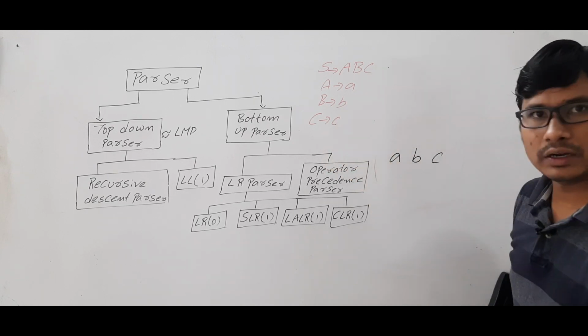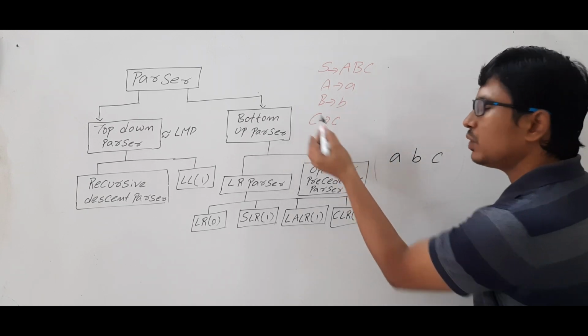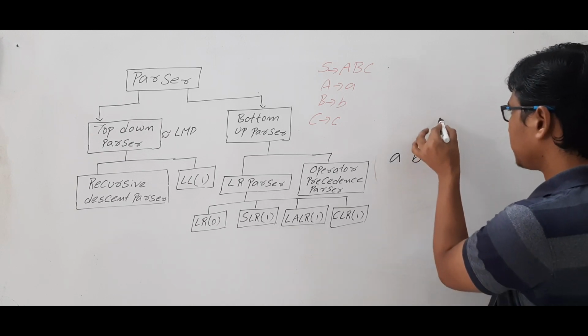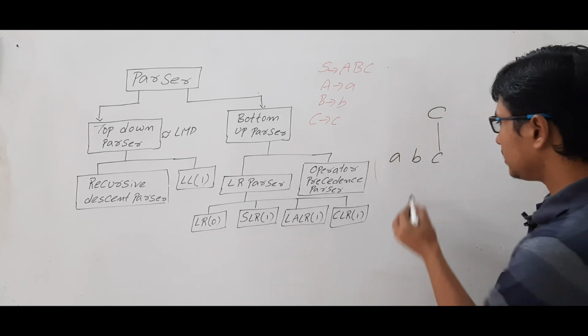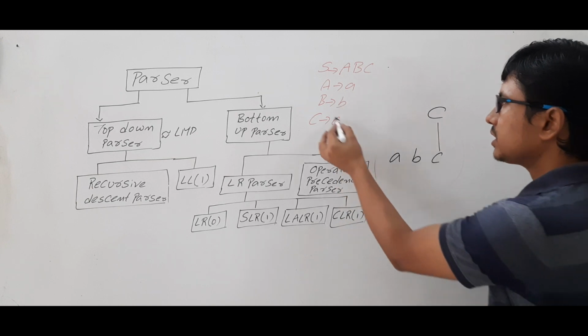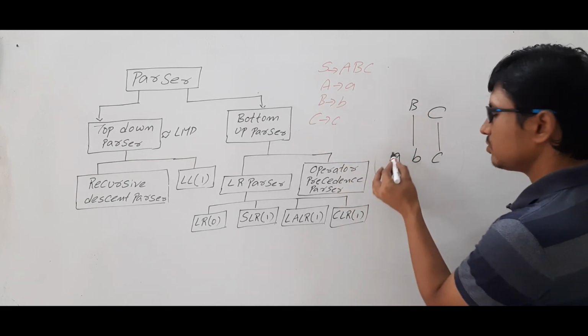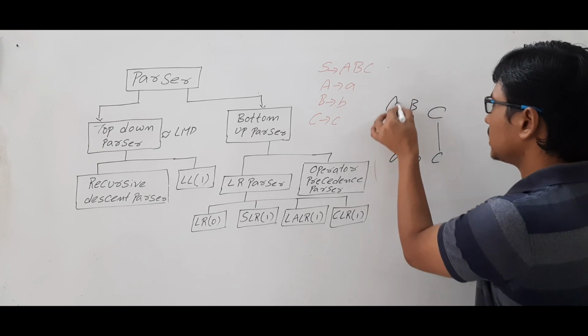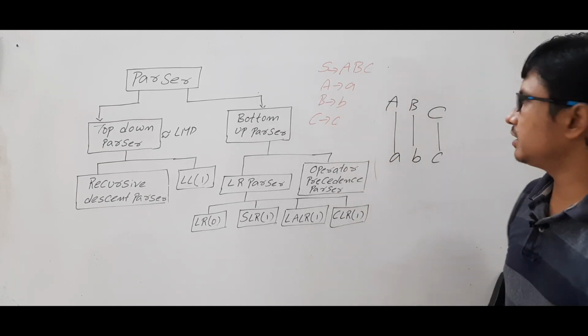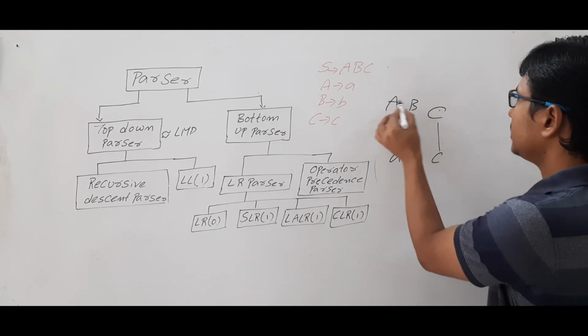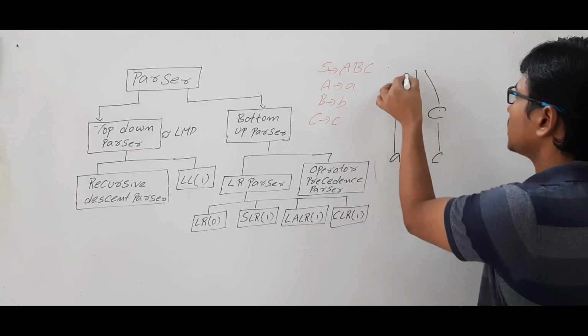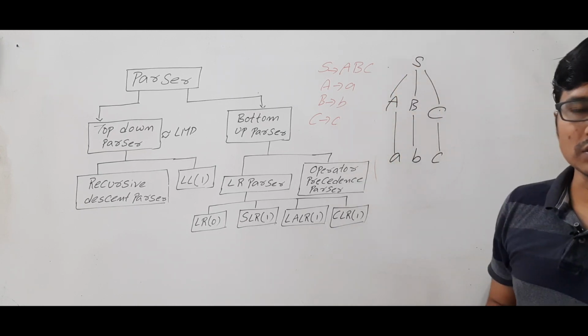C is a terminal. From the terminal, what is the reduction you can do? You write capital C. Then from small b, what is the reduction you can do? You can do B. From small a, which is a terminal, what is the reduction you can do? You can do the capital A. Now C, B, A, what is the reduction you can do? You can go for the start symbol.